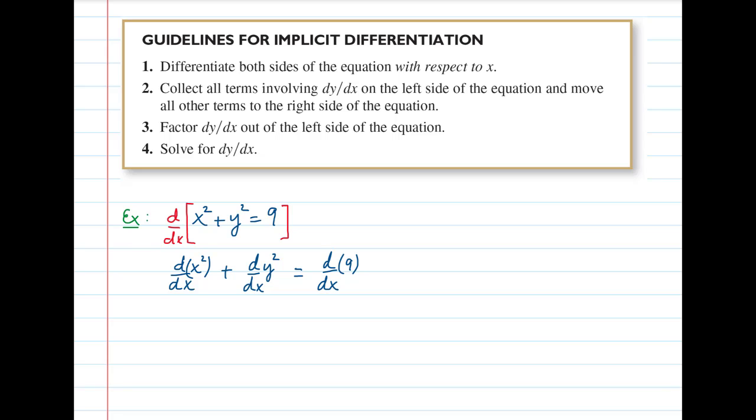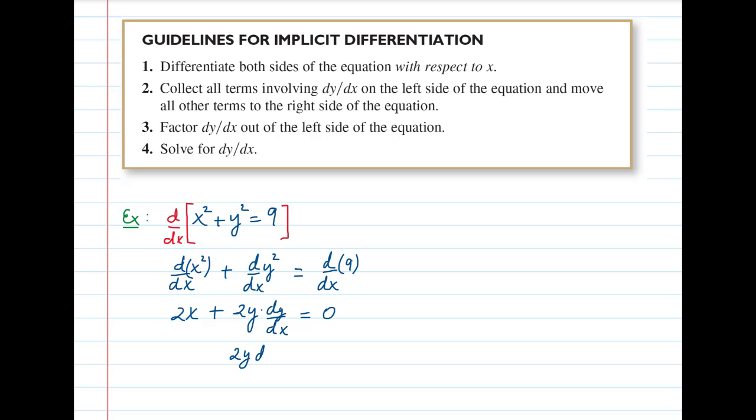Okay, so here we're going to use our basic rules that we've been discussing in the previous sections. And we know the derivative of x squared is just 2x, right? And the derivative of y squared is 2y. But since y, we said, is a function of x, you've got to do the chain rule, and the derivative of y is just dy/dx. And of course, the derivative of a constant is just 0.